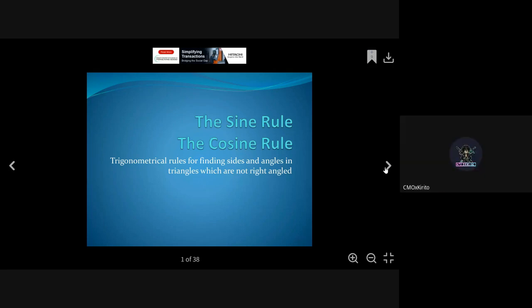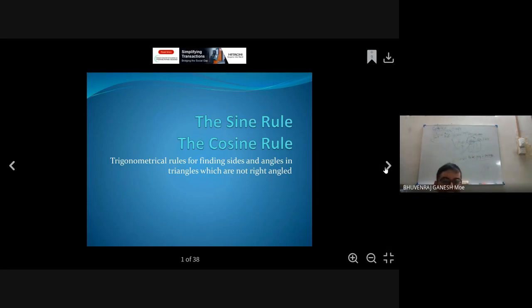Okay, go on. So we'll start with the sine rule, right? Even at the start they mentioned triangles which are not right angle triangles. So we won't use these two rules when it's a right angle triangle. The aim of these two rules is to find sides and lengths, sides and angles, based on the info provided in the question.